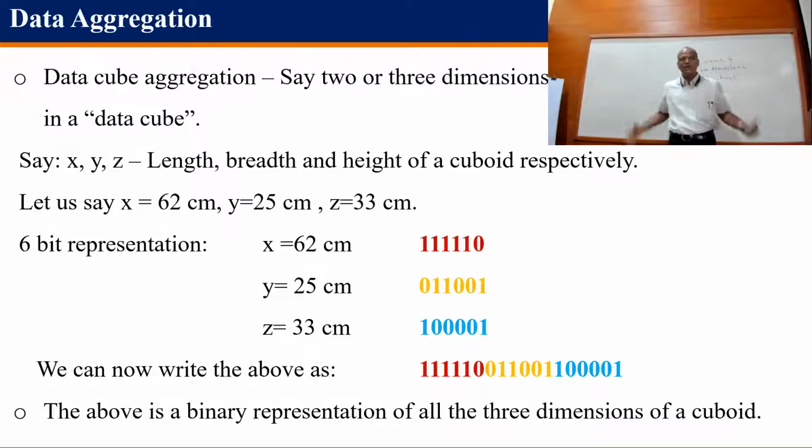When you apply all these rules, you can get many things. You can do mathematical operations on this. You can get the surface area of the cuboid, the volume of the cuboid, the longest dimension, whatever you want to do, you can just play with the data. All right, so the above is a simple binary representation of all the 3 dimensions of a cuboid.